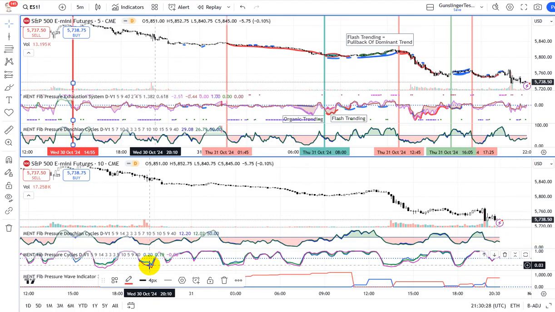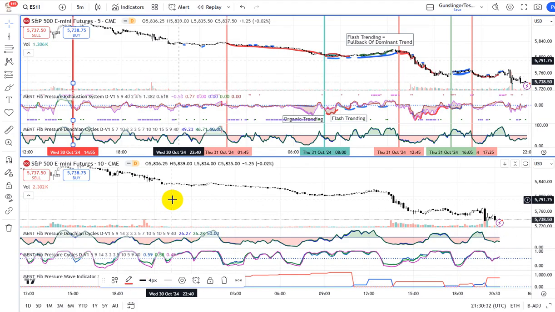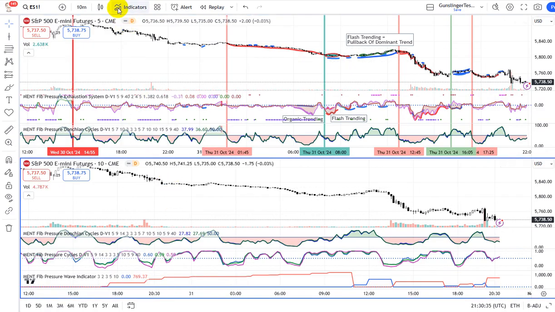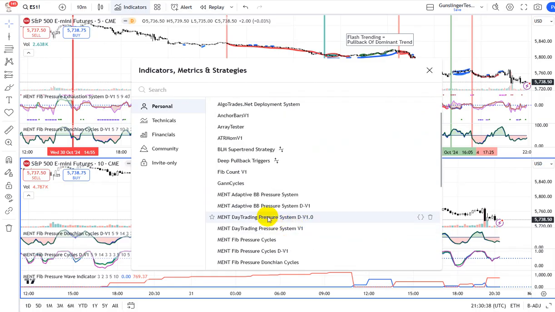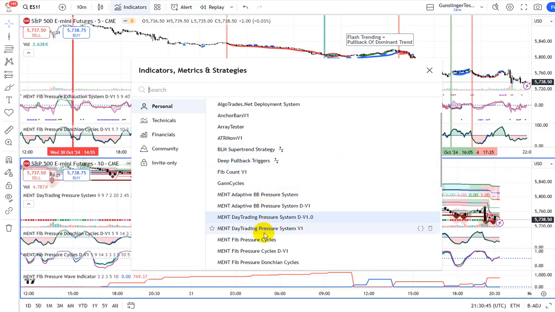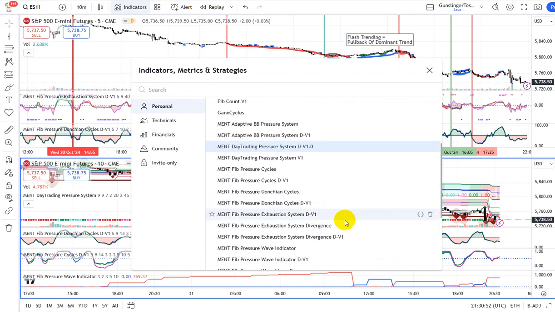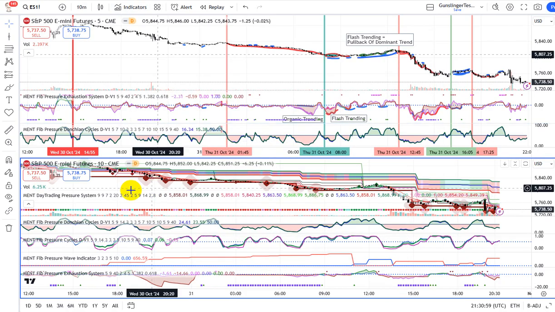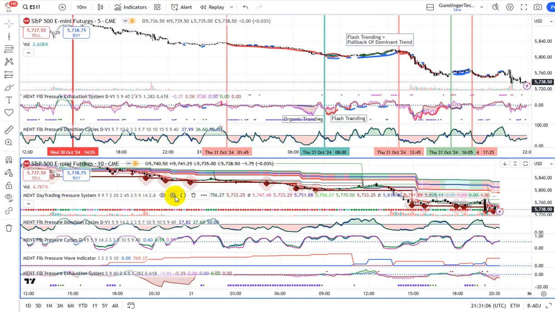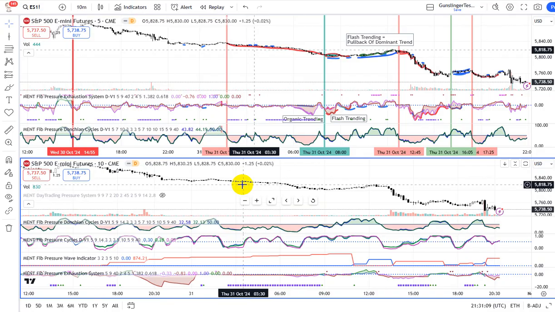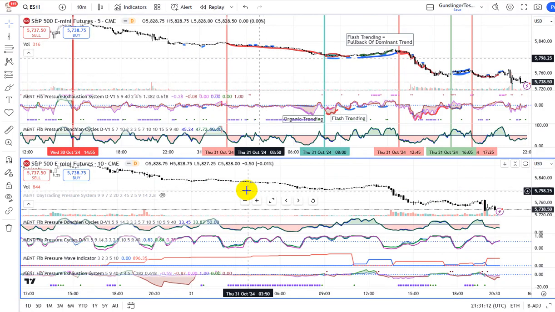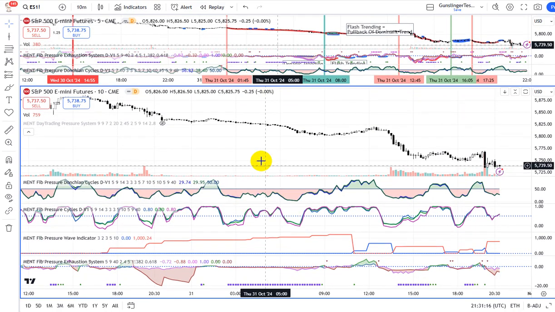We don't have the pressure system on here. We have the cycle systems. So let me go ahead and add the pressure system down here. I'll click down here, come up here. We come down and add the day trading pressure system. And there, oh, wrong one. That is the, here we go, exhaustion system. Perfect. So the day trading pressure system is the, let me move this out of the way right here. That's the Fibonacci. That comes with the Gunslingers. It's the Fibonacci system. Trying to avoid that right now because I just want to focus on these cycle systems.